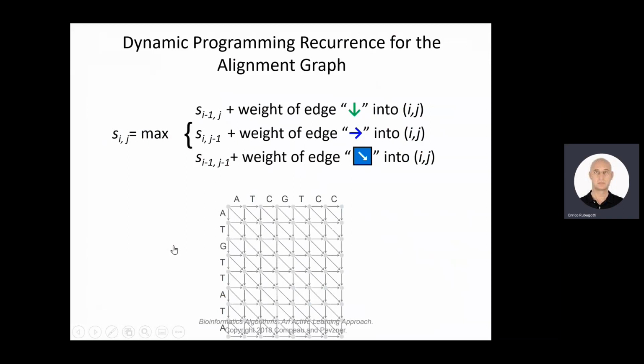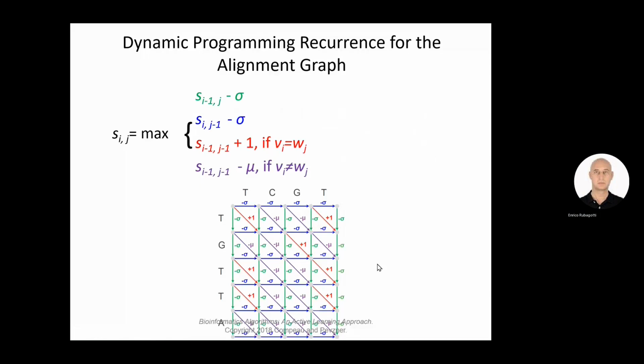Now we continue to investigate the dynamic programming recurrence. For each node, I'm going to select its predecessor using the value of the node plus an arc. So in this generic matrix, for each node, I take the maximum between 4 values.